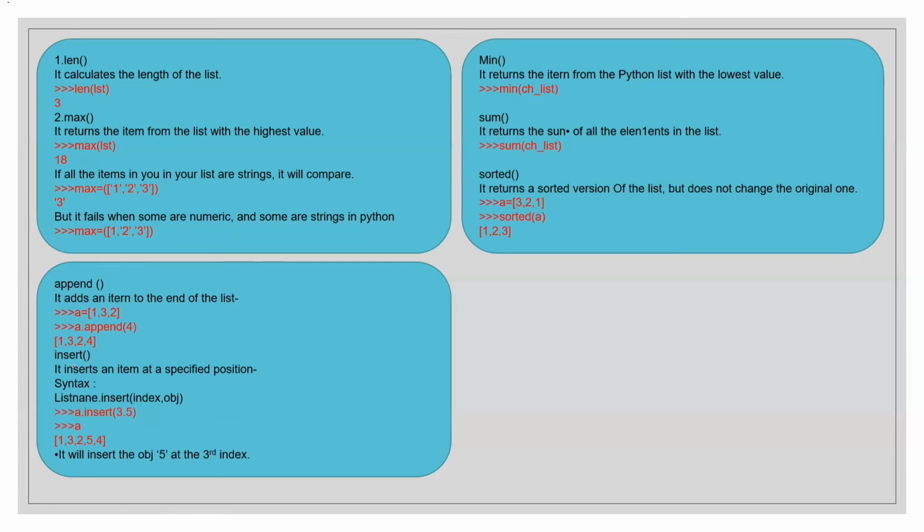Then there's another method, list insert. It does the same thing as append. The only difference is that in append you can add the element only at the end, whereas in insert you can add an element at a particular index. So this is the syntax. You write the list name dot insert, then you write the index comma object. Here it's 3 comma 5. That means it's going to add the object 5, the number 5, at the third index. 0, 1, 2, 3. So it's going to add 5 at the third index, and the rest elements stay the same.